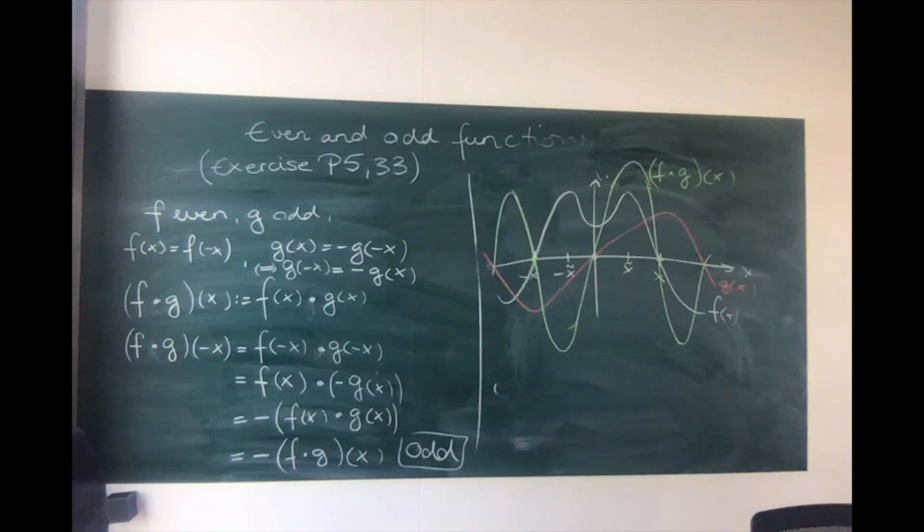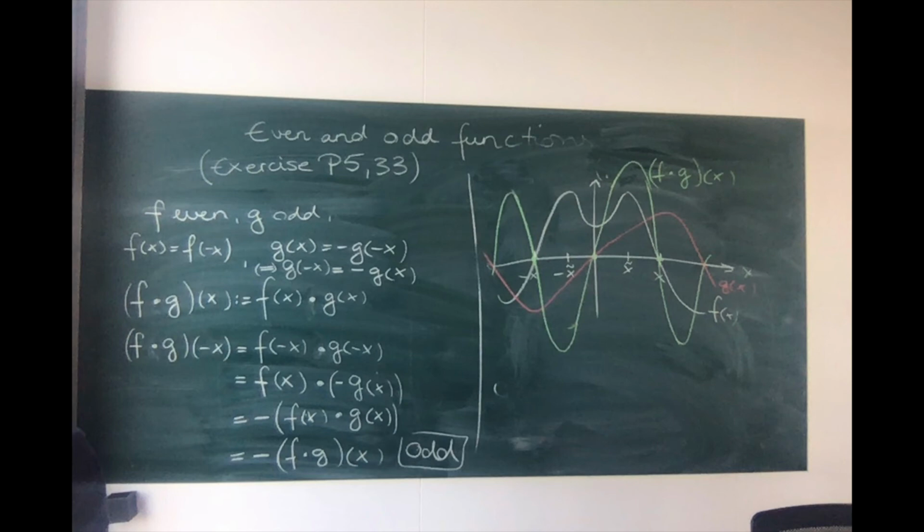Second part of the exercise is to figure out whether f times g, so this is really a times, this is not a circle, whether f times g is an even or an odd function, knowing that f is even and g is odd. Same story again. f times g, how is that defined? That is nothing else than multiplying pointwise, so f of x times g of x.